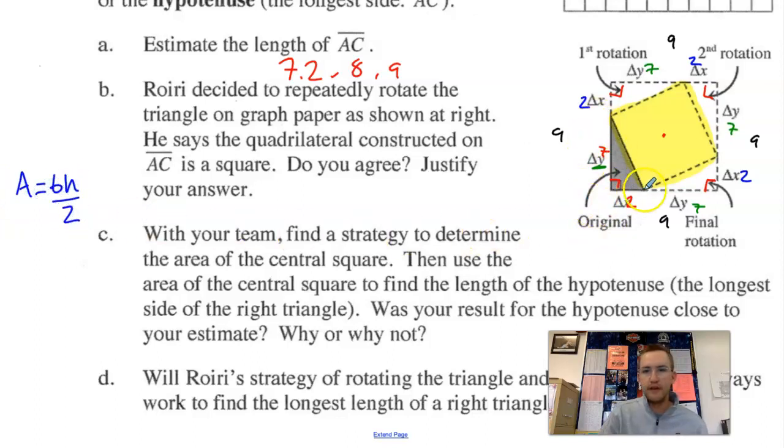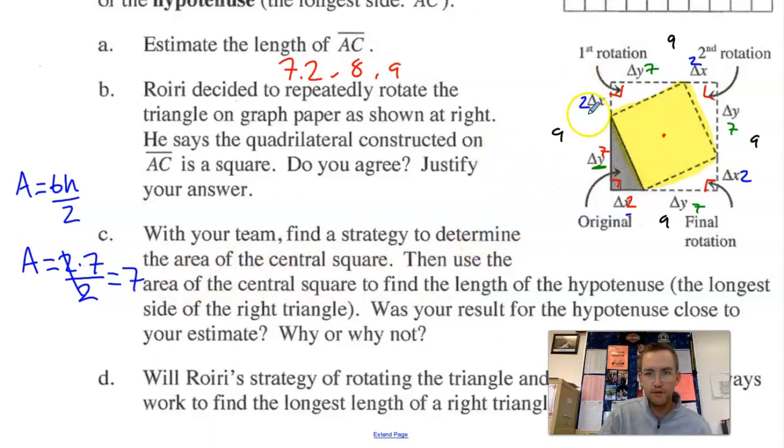So if we try to find the area of the shaded region right here, our base is 2, our height is 7, so the area for that triangle would be 2 times 7 divided by 2. In this case, our 2's cancel, and the area for one of our triangles is just 7 units. So that's going to be important in a second.